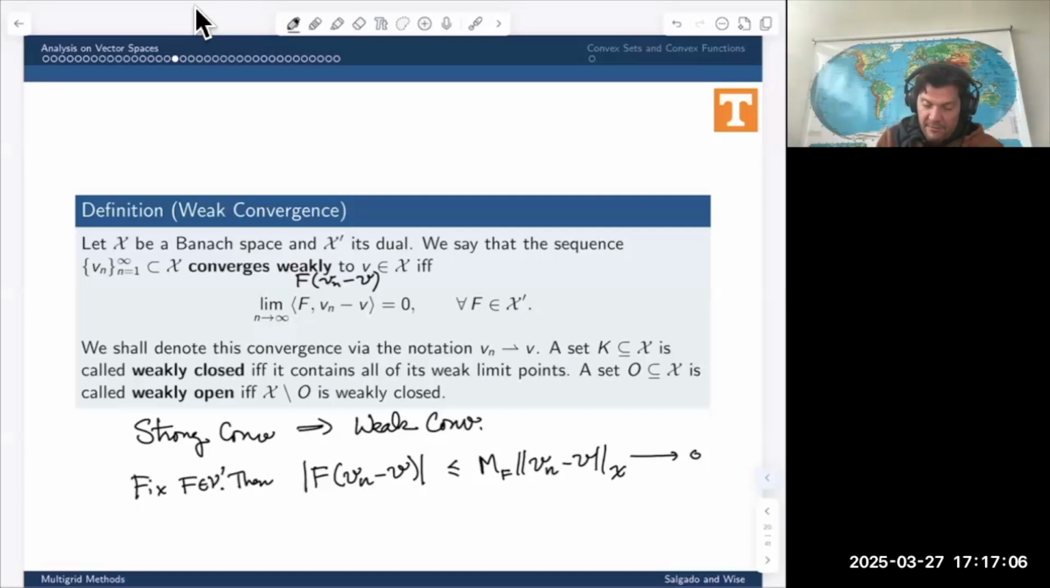And if I fix f, that means that this m becomes fixed. And so for every fixed f, this isn't getting bad, right? But this guy is going to 0, so that means that this guy goes to 0. So that says that that limit has to be 0 for every f. Okay, so simple proof. Strong convergence implies weak convergence.